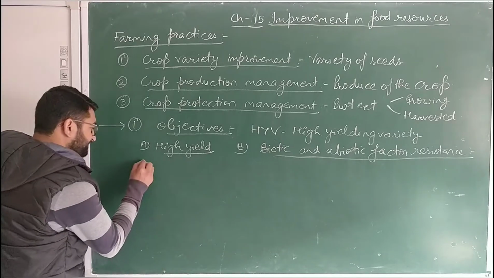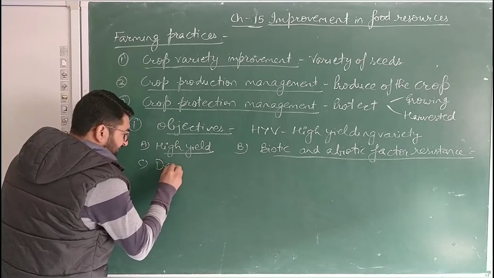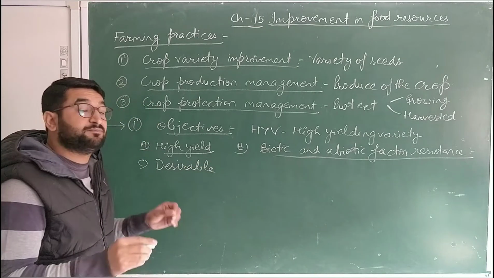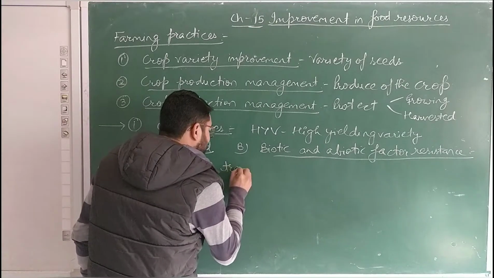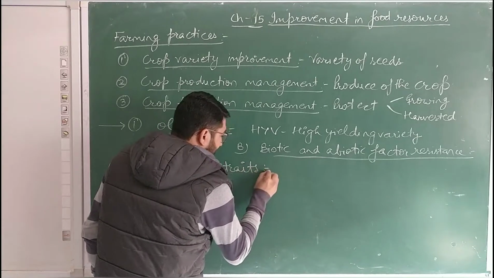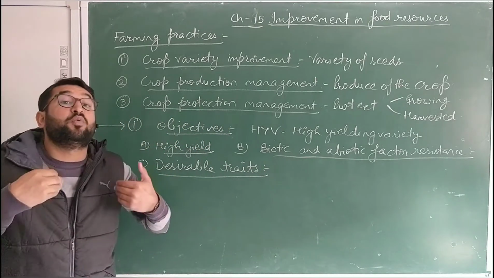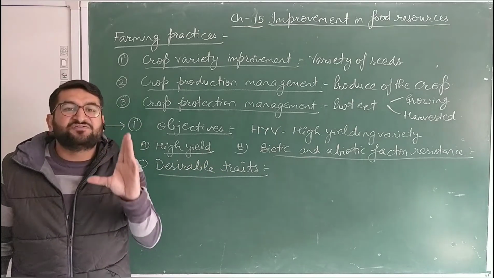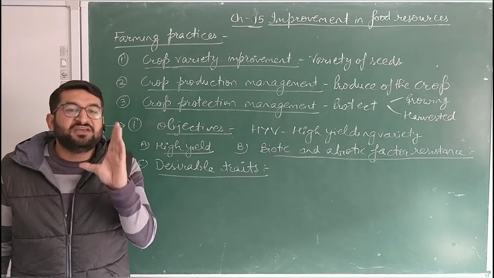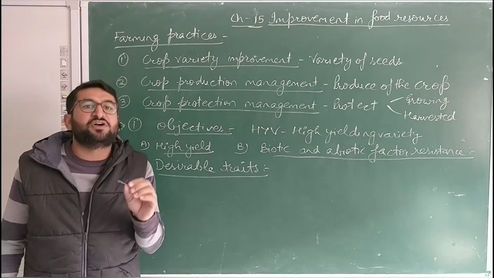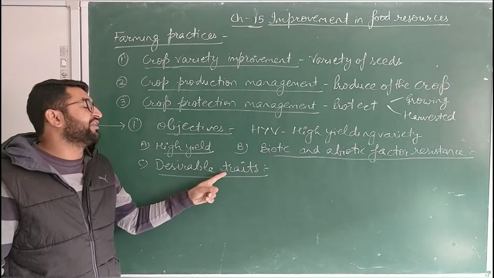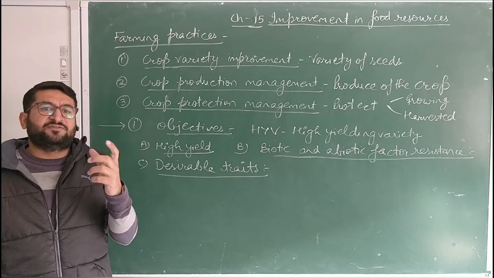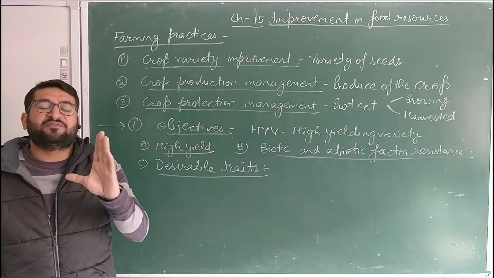The next, the variety which we want must possess the desirable traits. Desirable means which we want, which we desire, and traits means characters. The various features among the living organisms, among the individuals of a species, are known as traits. So we require traits.